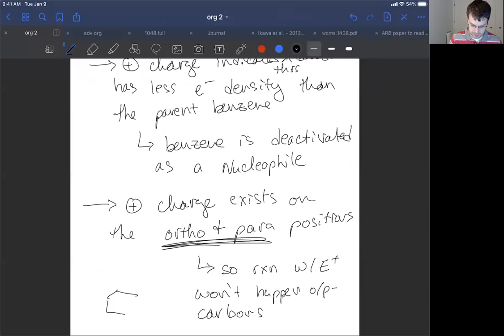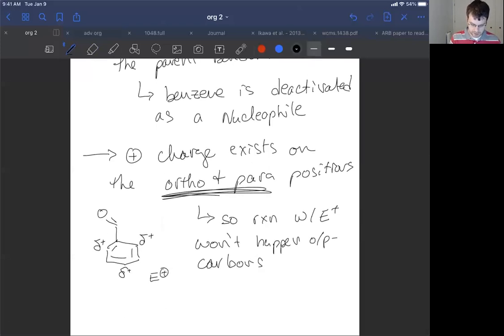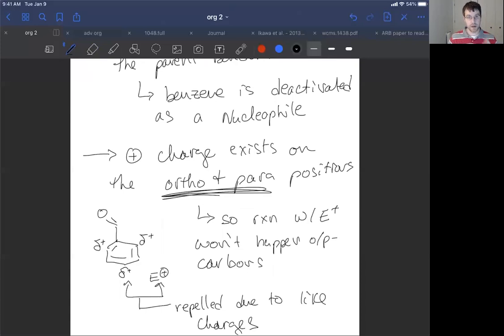Okay, I mean, if you just look at it this way, let's take our benzene and we'll put a carbonyl back on. If we're delta positive, at least somewhat positive, at the ortho and para positions, the electrophile that's positively charged is going to be repelled due to like charges. Okay, so those like charges are going to repel each other, and we're not going to see an electrophile react at the ortho and para positions. Okay?